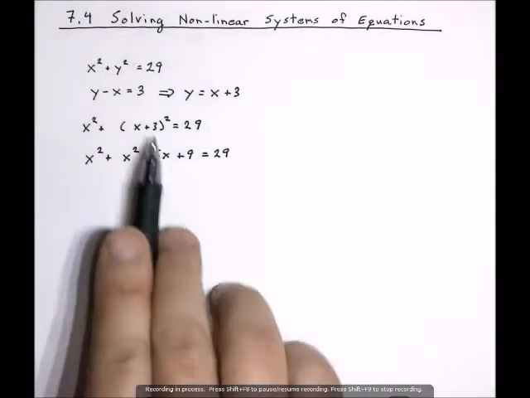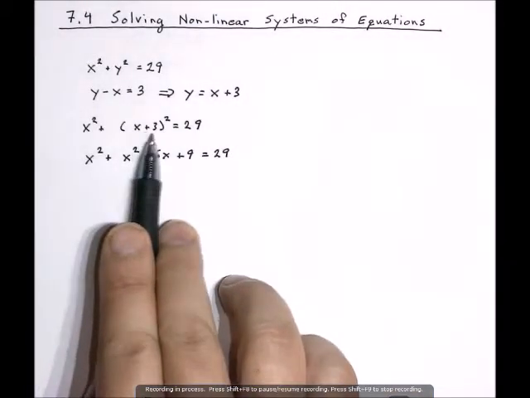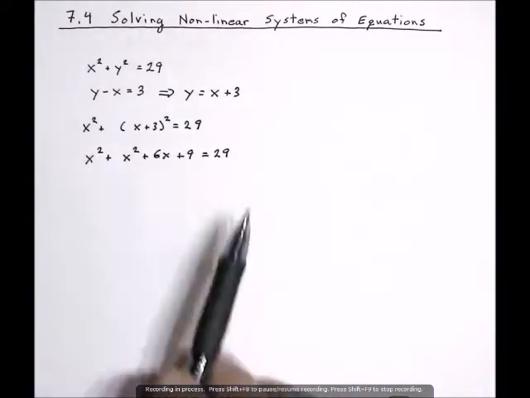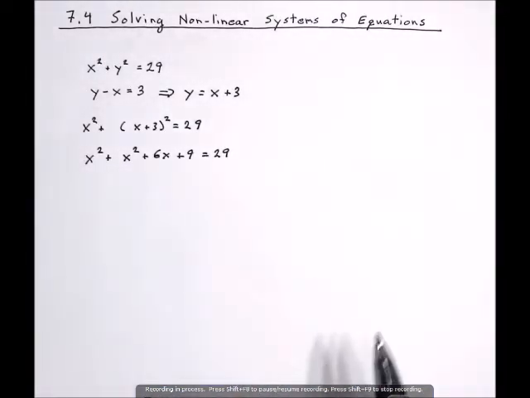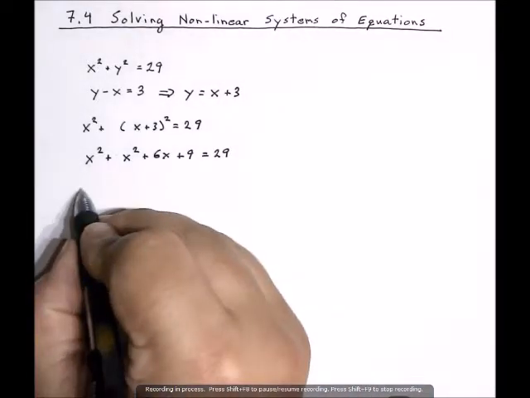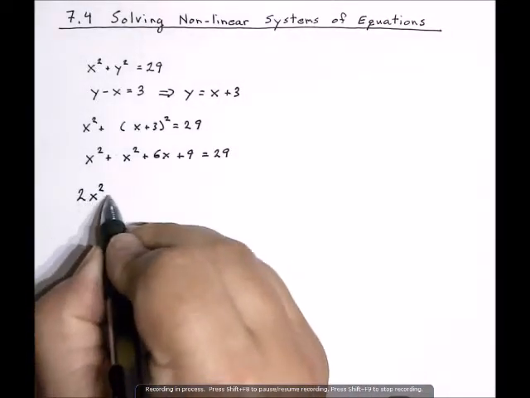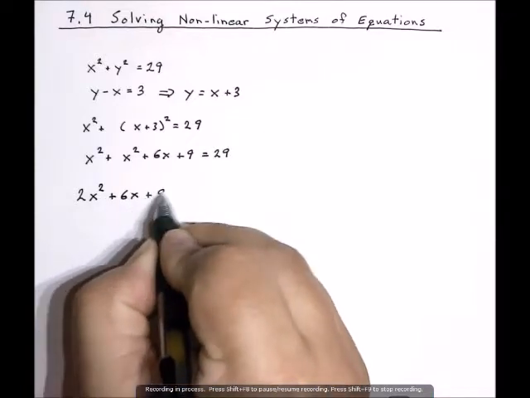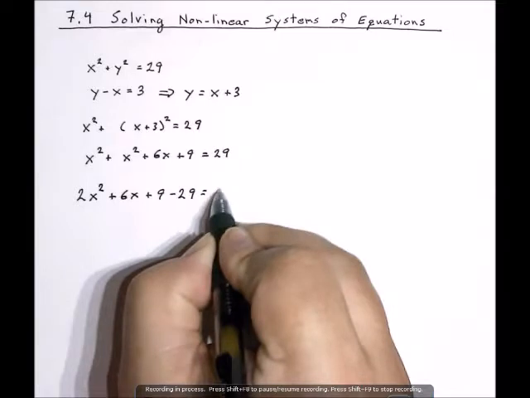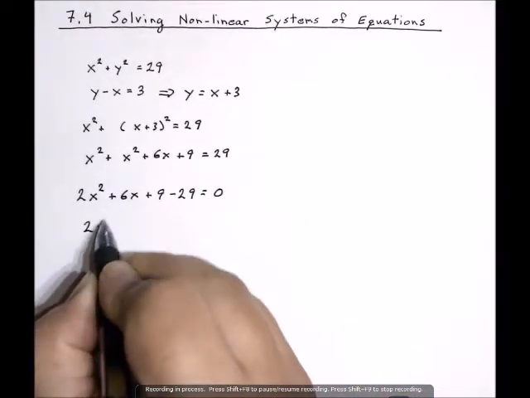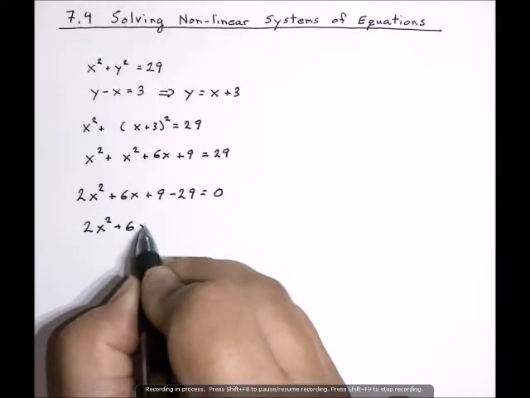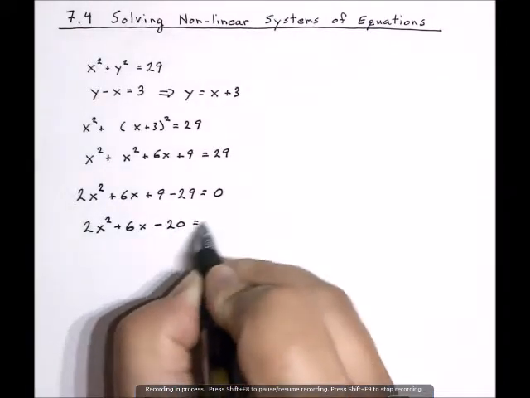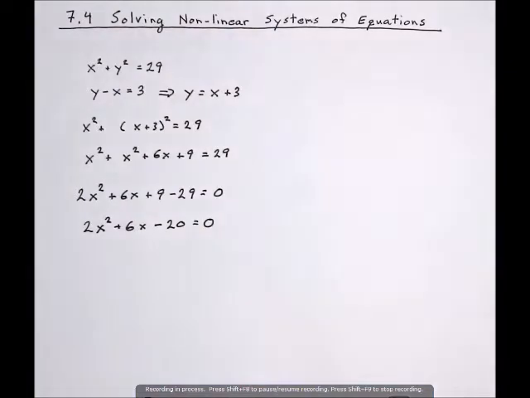So I either FOIL this out or I remember the binomial expansion. Either way will give you that. And it is a quadratic, so let's get everything over to the left-hand side. And then to solve that, try to factor it first. And I don't like factoring with that 2 in front. I can if I need to.